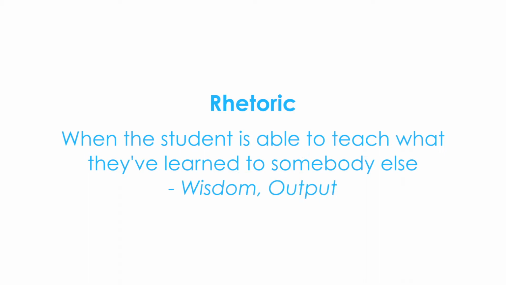And then the third is called rhetoric. This is when the student is able to teach what they've learned to somebody else, or they have enough familiarity with the subject or process that they can add their own twist. In this one, think wisdom and output. All right, so let me give you an example using the idea of a vegetable garden.